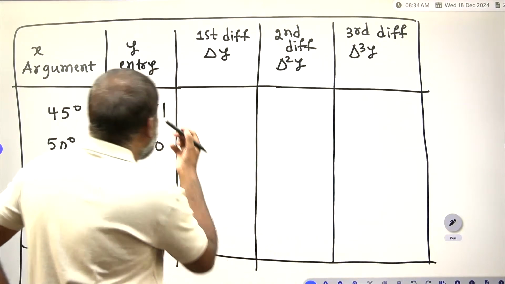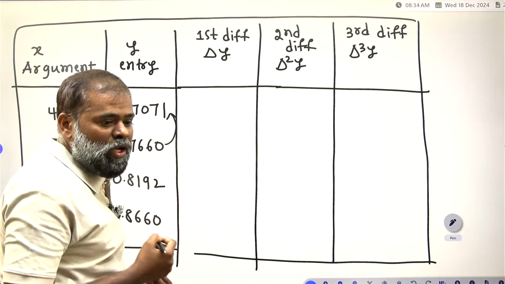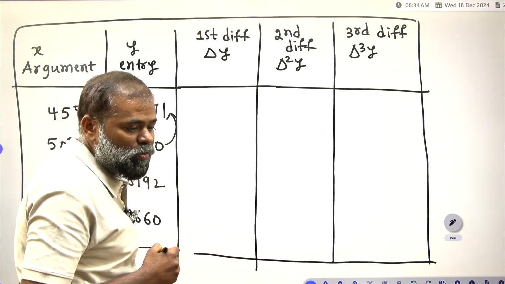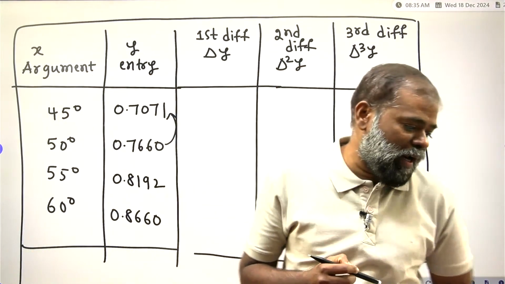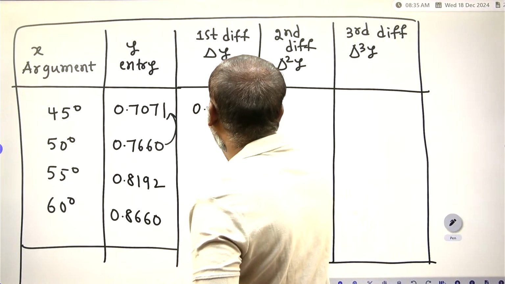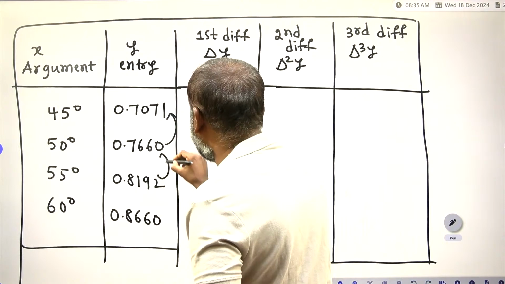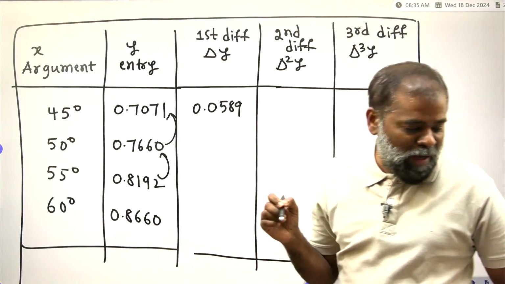Now, how do we calculate the delta y? You just have to subtract these two values. How do you subtract these two values? You get 0.0589. Again, you subtract this minus this, so you get that value.